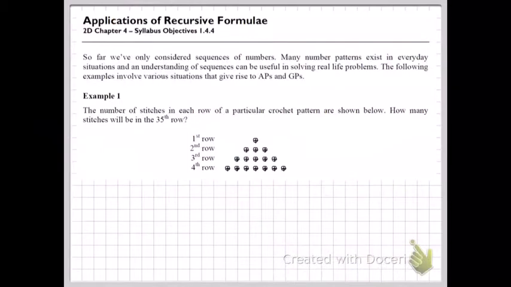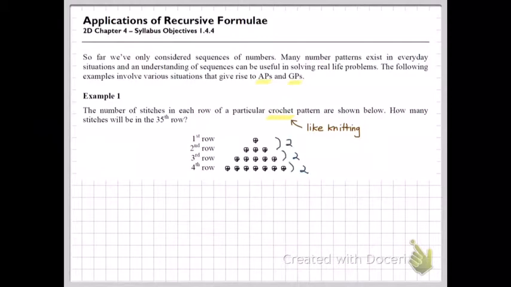Alright, so now we turn to looking at applications of recursive formulae. We've done the basics to introduce APs and GPs, and now it's time to apply them to some real-life problems. Example 1 is about crochet, which is a kind of knitting. And we're told that on the first row we begin with 1 stitch, then we end up with 3 stitches on the second row, and so on.